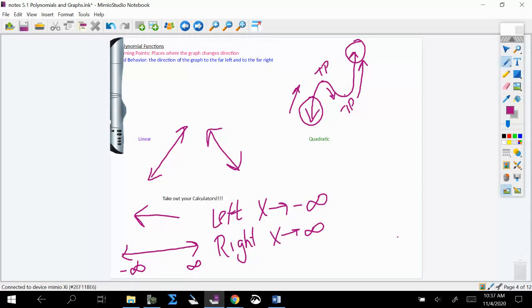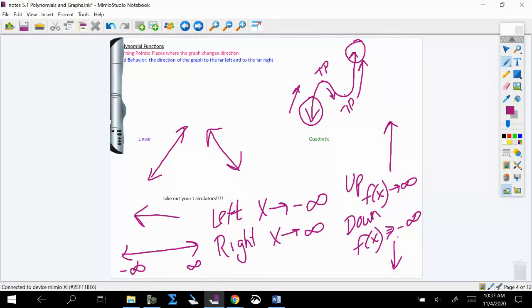There could be different end behavior on each end. It might be doing something different on the left than it's doing on the right. If it is going up on an end, we would say that the function is going towards positive infinity, because that means the function is headed upwards. If it is going down, we would say that the function is headed to negative infinity, because it's headed downwards.